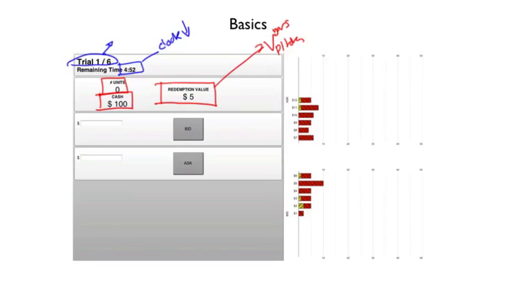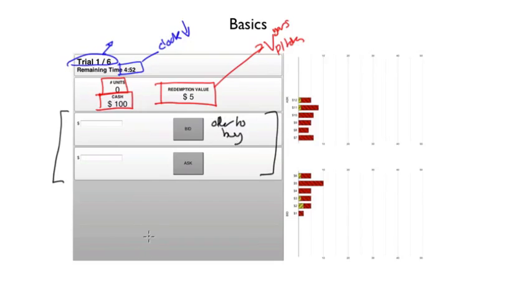Now, the next thing that you need to know is basically at a very high level, you trade either by selling or buying from others. This screen here allows you to make offers to buy or sell to others. So a bid is an offer to buy.